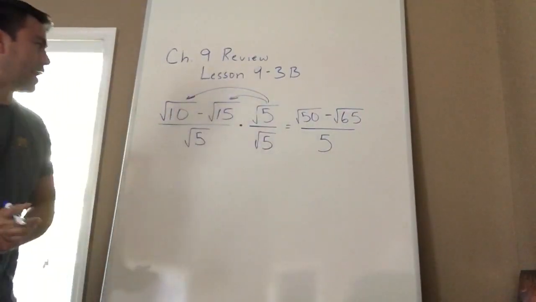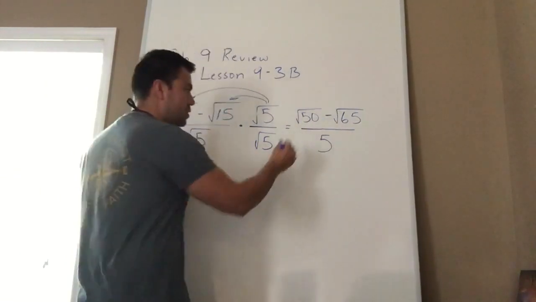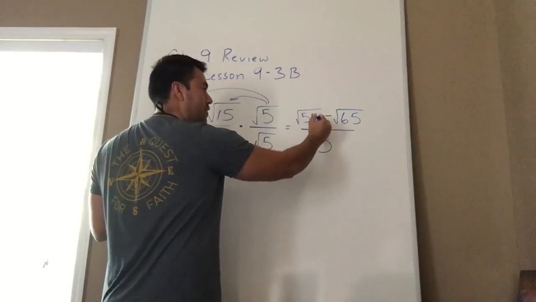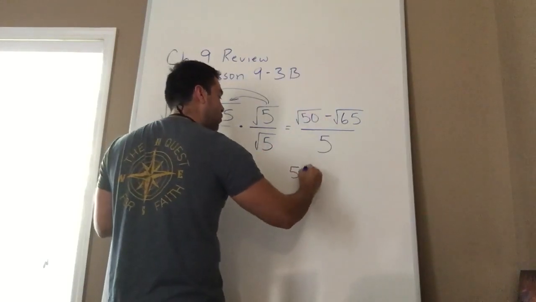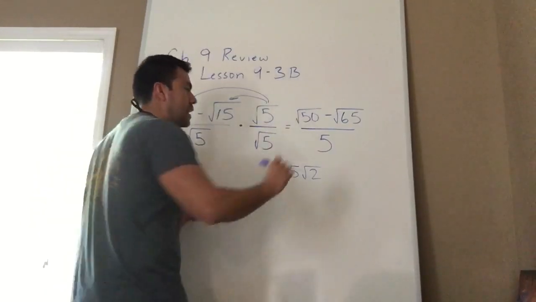Okay, so I got that, but I know that these are probably factorable. So this one breaks down into 25 and 2. 25 and 2. So I end up with 5 root of 2. And if you want to check that, you can pause the video and see how I got that.